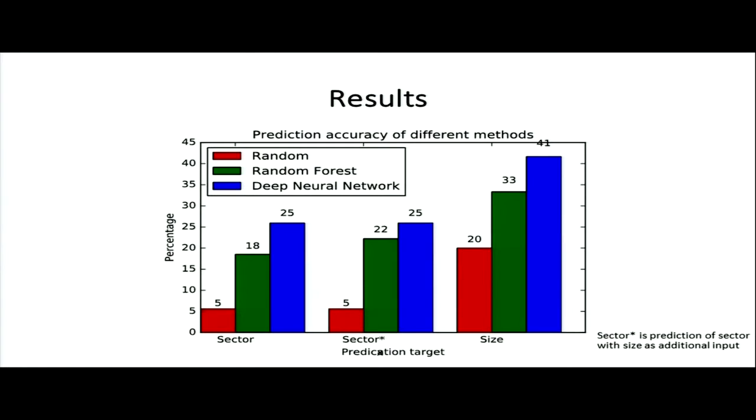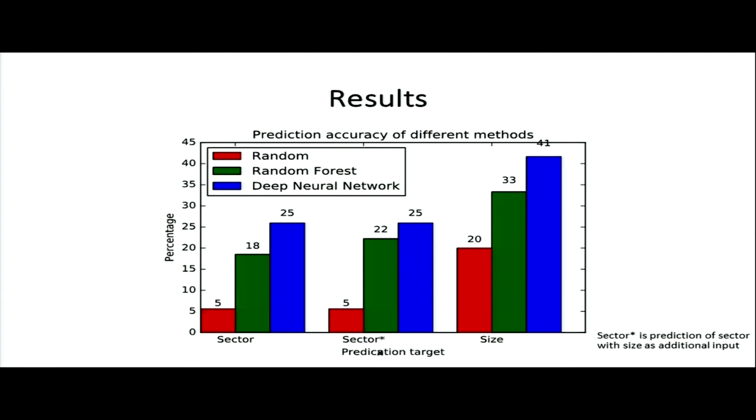So the results. The red is the baseline. We have about 20 sectors. If you want to predict the sector randomly, and you sample correctly so that you uniformize the distribution across all the sectors, then the chance of picking the right sector by random is 1 in 20, or about 5%. So that's what the red is indicating.